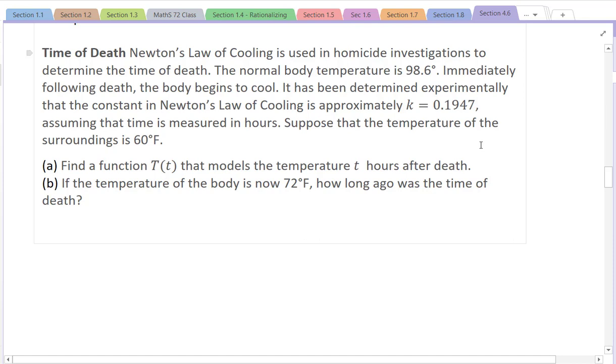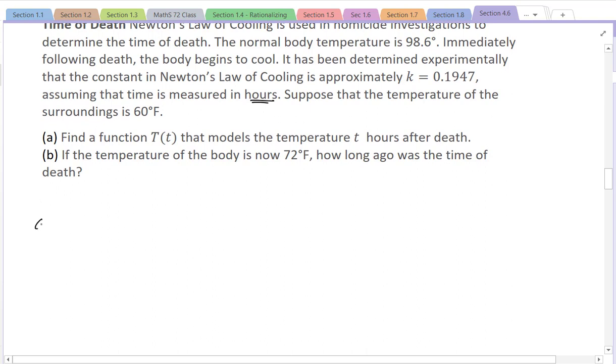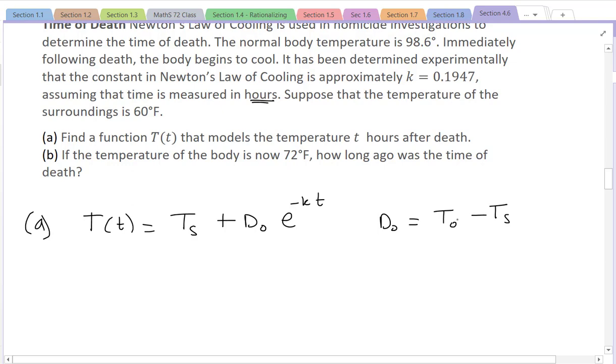And assuming the time is measured in hours this time, so let's always pay attention to our units. Suppose that the temperature of the surroundings is 60 degrees. Find a function T that models the temperature t hours after death. For part A, we're going to use Newton's law of cooling. That says T of t equals Ts, the temperature of the surroundings, plus D naught e to the minus kt. And remember, D naught is the original temperature minus the temperature of the surrounding environment. So this is the initial temperature difference.